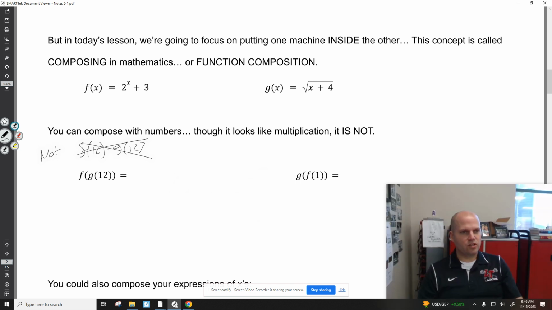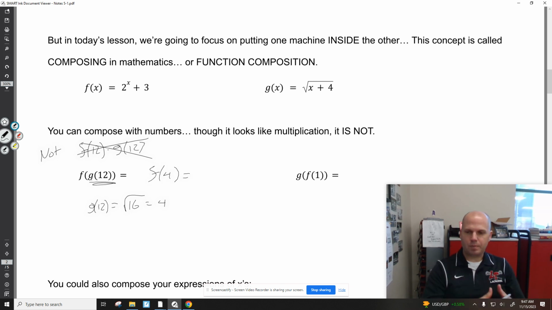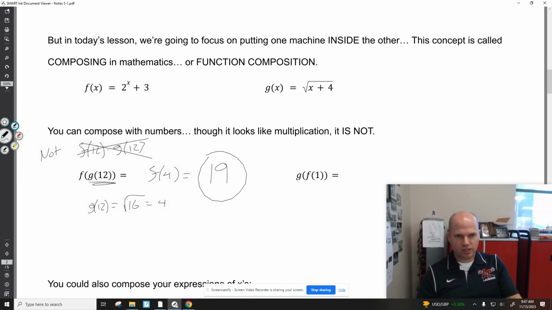We can find G of 12. G of 12 is root 16, which is 4. Great. G of 12 is 4. I'm going to replace G of 12 with what it's equal to. It's equal to 4. Now it becomes F of 4. Well, F of 4 is 2 to the 4th plus 3. That's 19. This is my answer.